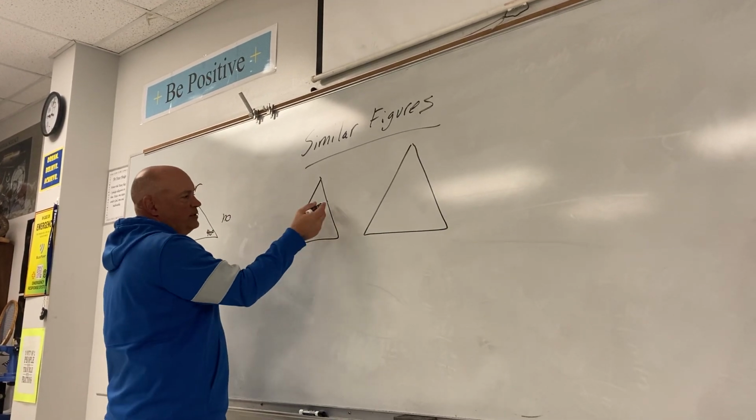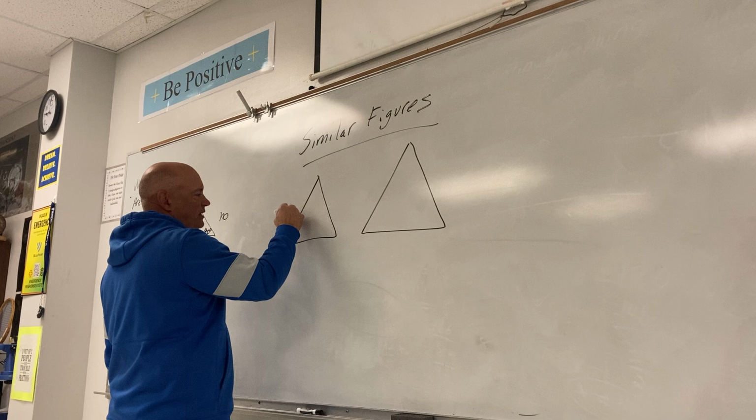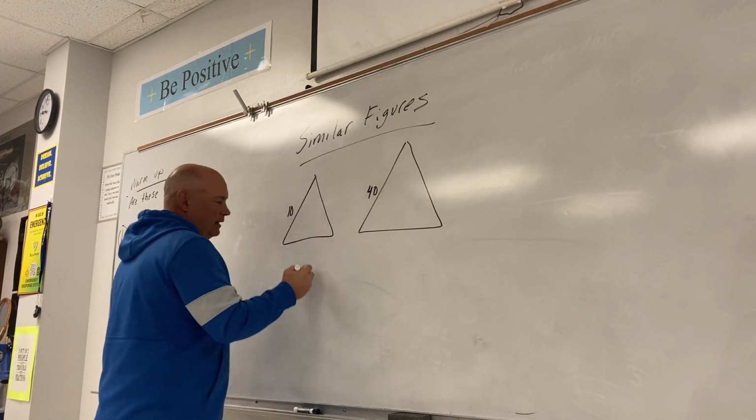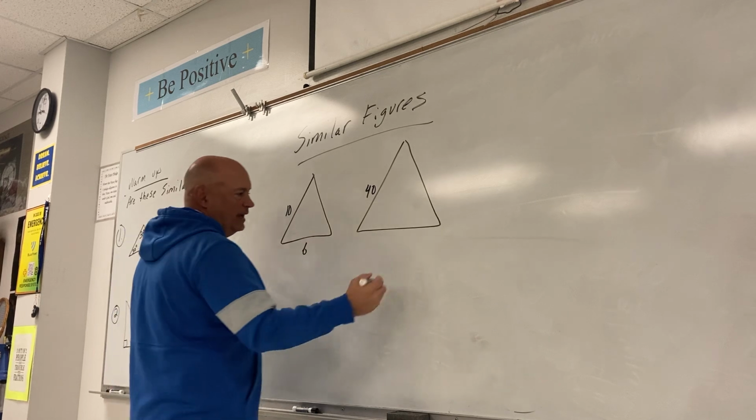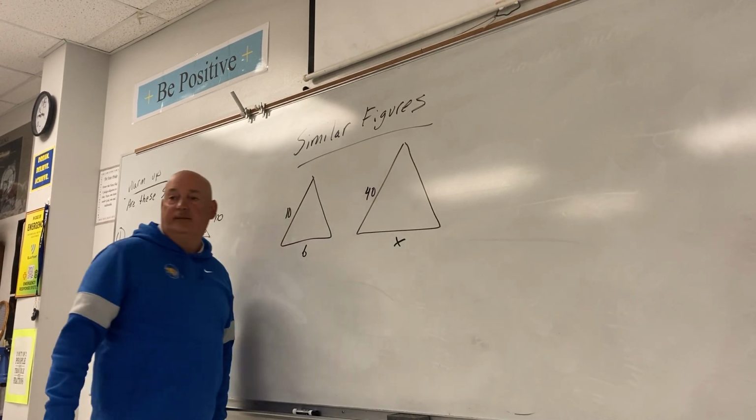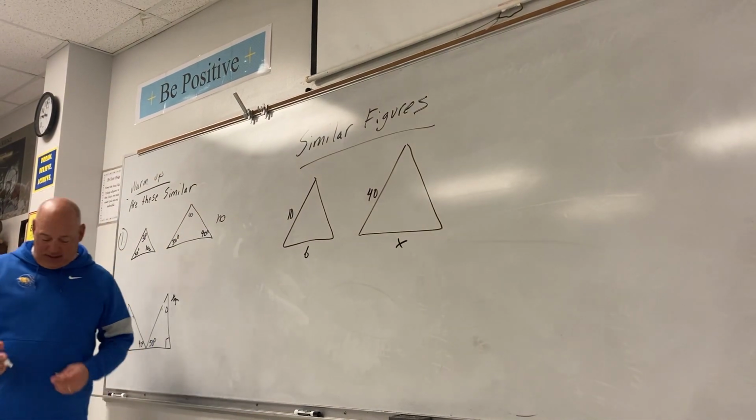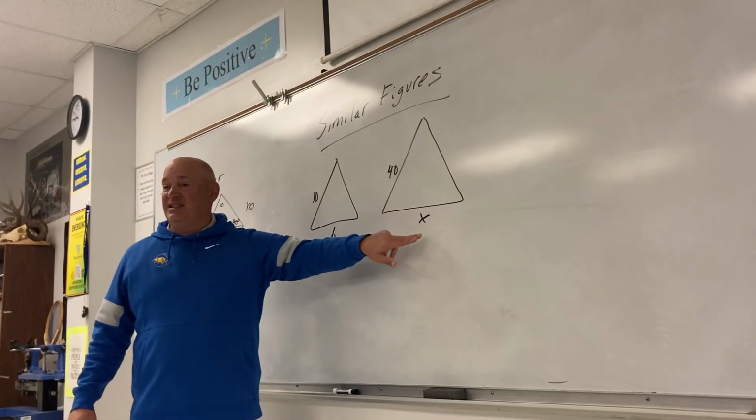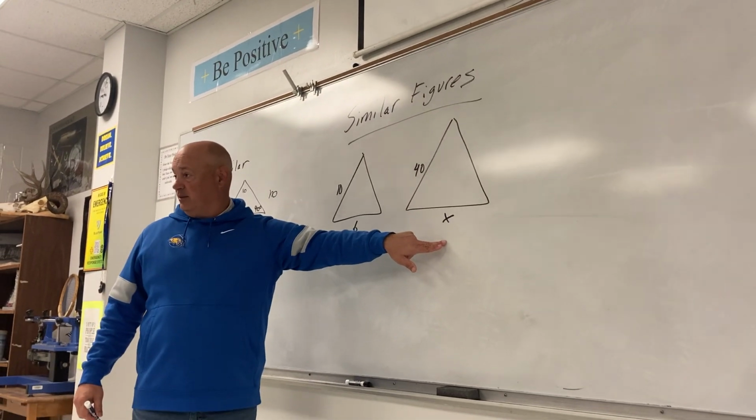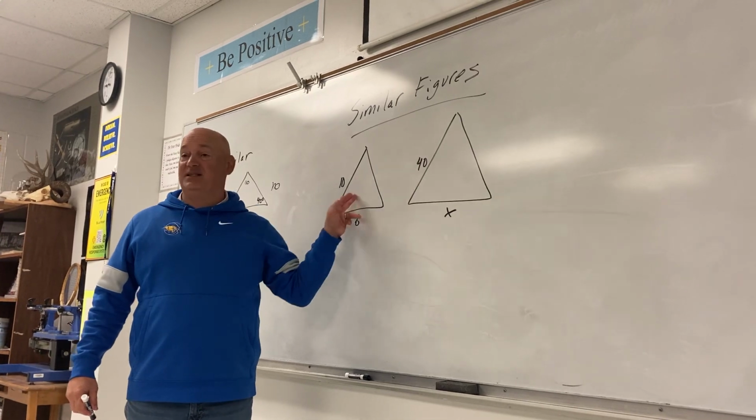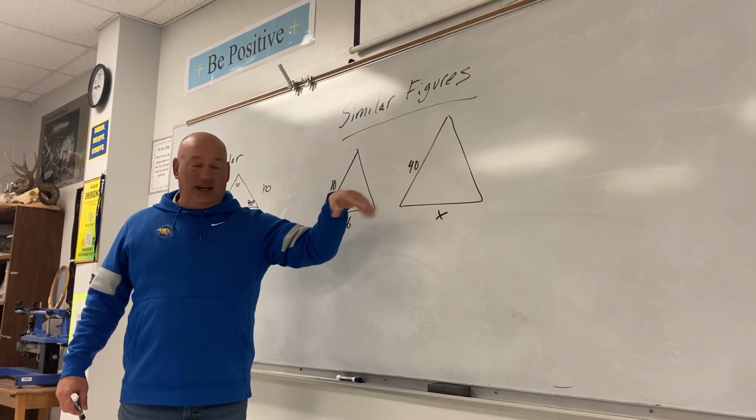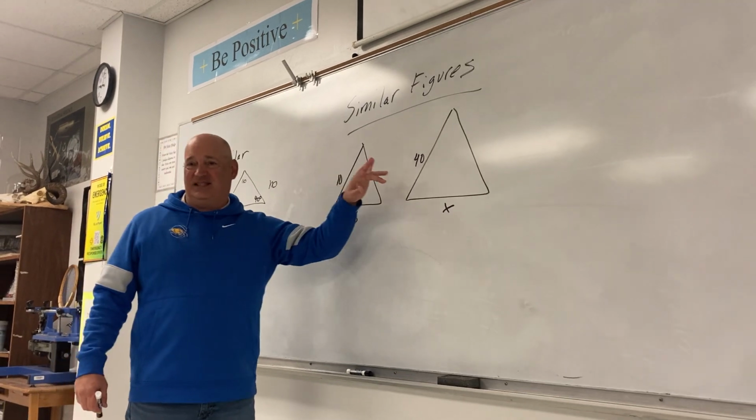And they're going to give you some lengths of the sides, like maybe 10 here. Let's make it 40 here. And they'll put like 6 here and X here. And today, your job is to find out how long is this side. Are you with me? Now here's the cool thing about similar figures. If they're similar, then the sides have to be similar as well.